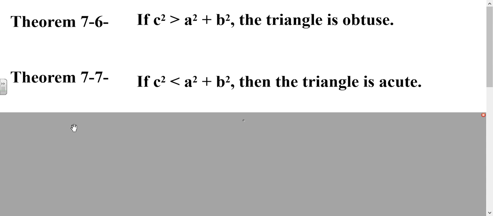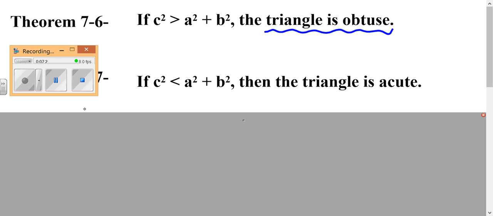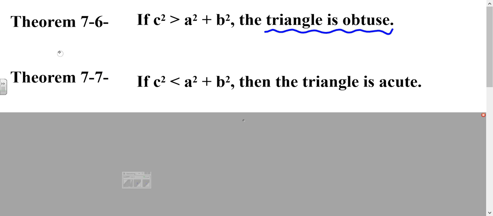If you take a squared plus b squared and it equals c squared, then you know it's a right triangle because that's the Pythagorean Theorem. Now, if you square the hypotenuse, or the longest side, and it comes out to be greater than a squared plus b squared, then you know the triangle is obtuse. If we take the longest side and plug it in for c, and we find out that c squared is less than a squared plus b squared, then we know the triangle is acute.